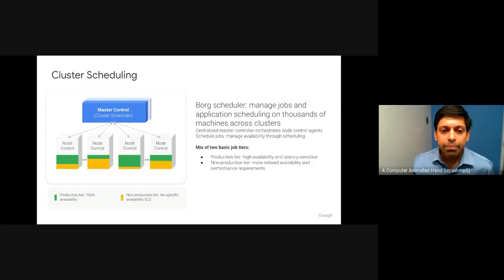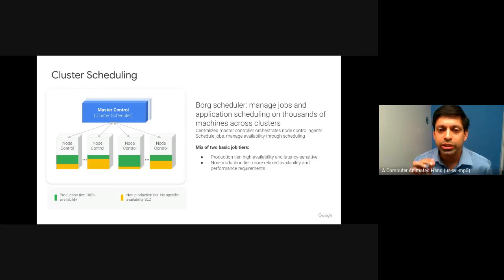Another important thing to note is that the nodes have a mix of production tier, which is typically high availability and latency sensitive workloads, and non-production tier, which have more relaxed availability and performance requirements, co-scheduled on the same node.